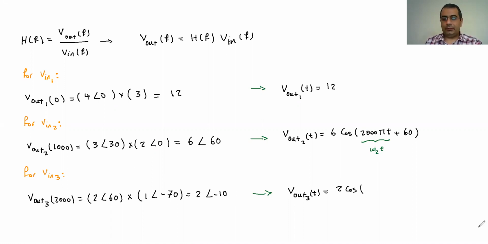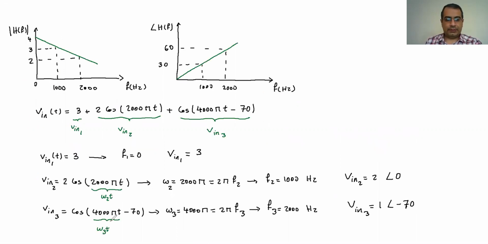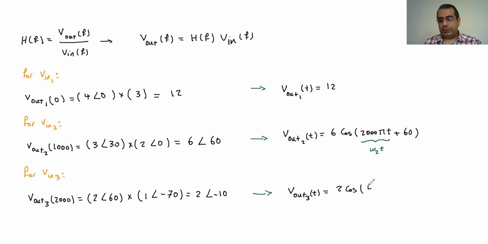So the omega t for input 3 is 4000 pi t. So I use the 4000 pi t plus the angle, which is negative 10. Also remember that this one is the omega 3 t. Now that I have them back in the time domain, I can go ahead and add them together.